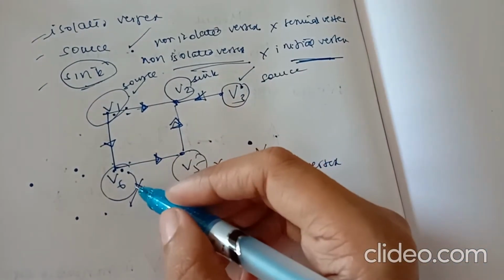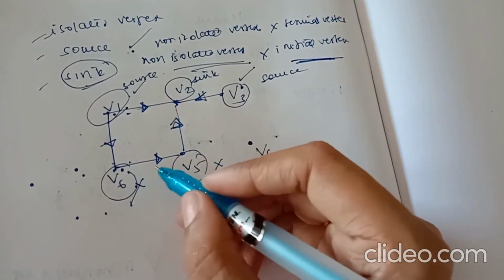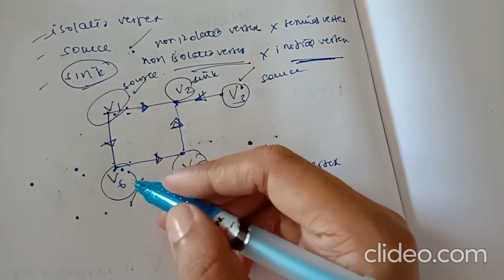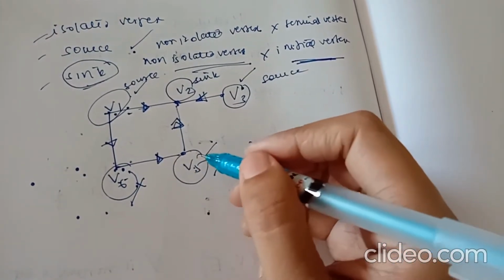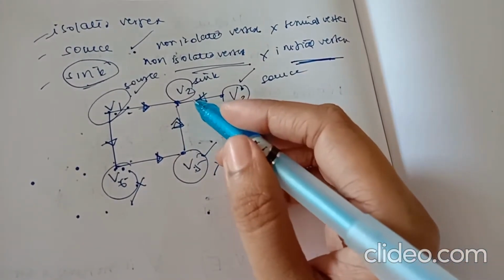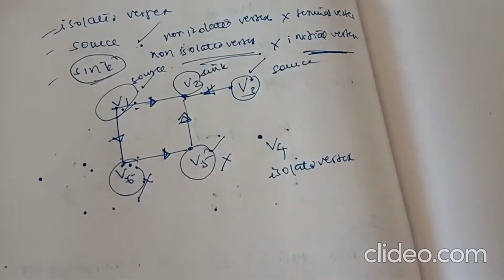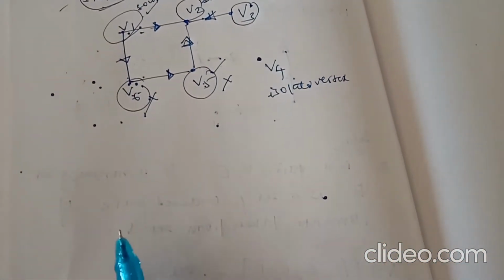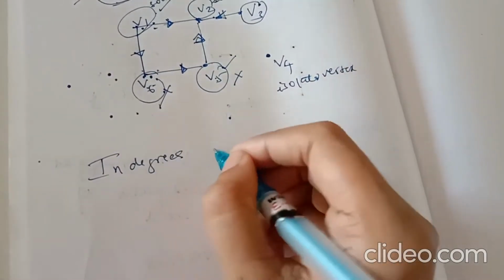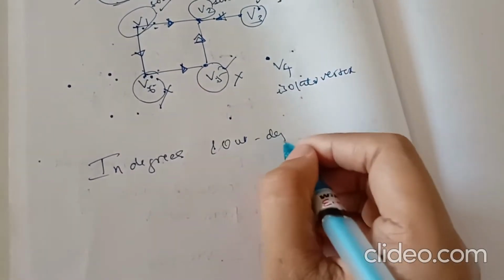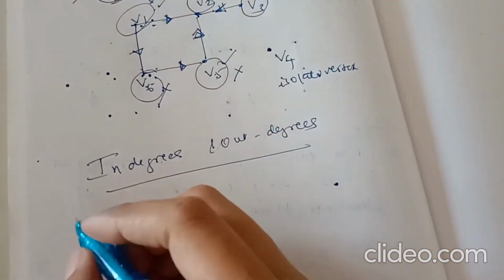Next, what about vertex V6? Vertex V6 is an initial vertex, and it's also a terminal vertex. So this does not belong to any of the categories. Similarly V5. So only vertex V2 is the sink. I hope all these definitions are clear to you. Next, coming to the concept of in degrees and out degrees, very important.